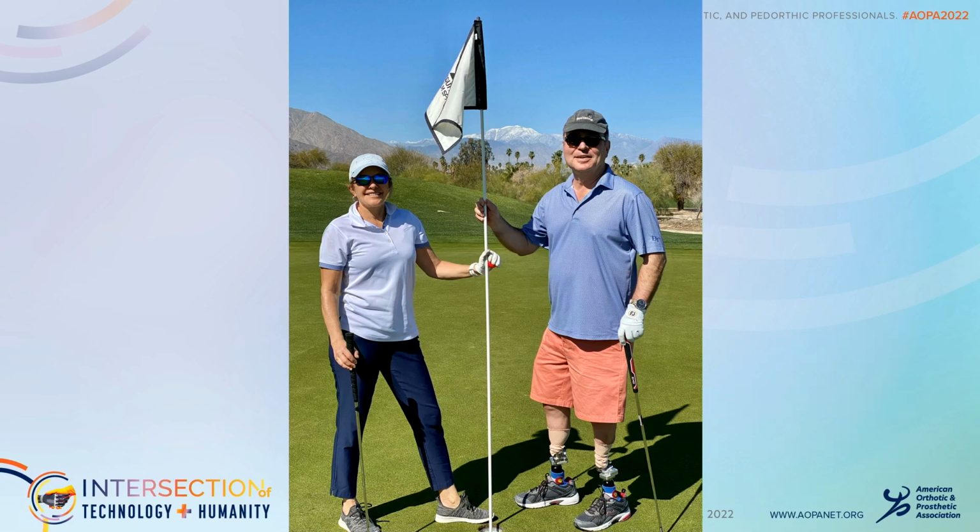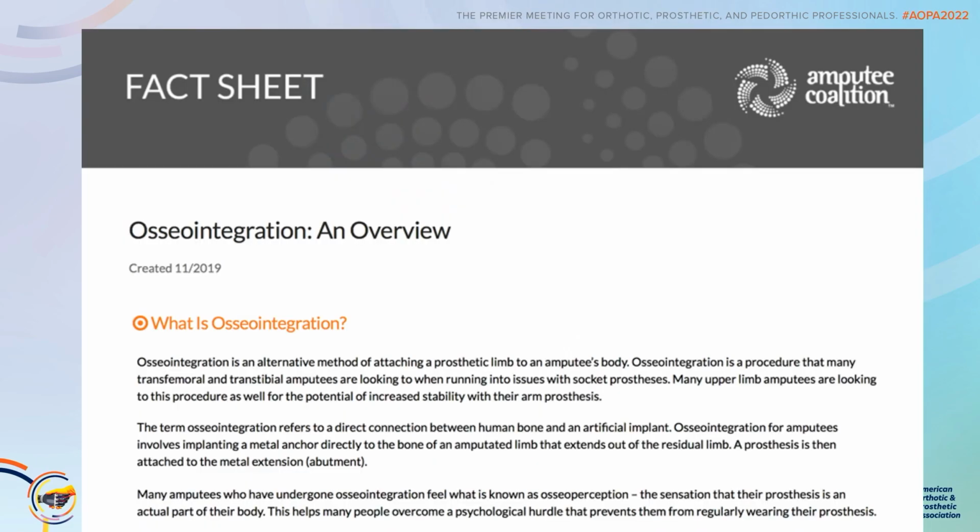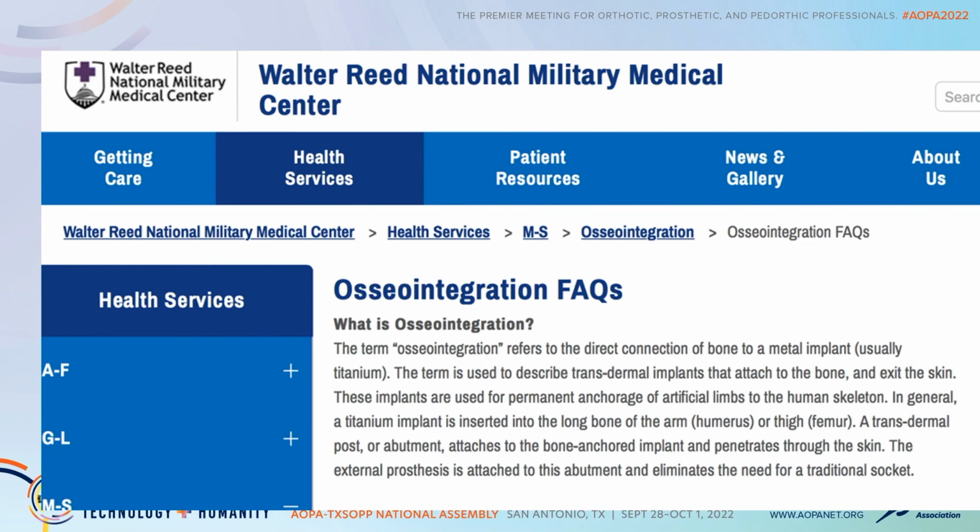So what I'm hoping that you guys will understand is that this is actually a procedure that has a track record, it has research behind it. If you'd like to learn more about it, open up the issue of your O&P Almanac that's in your handout right now. If your patients want to know more about it, the Amputee Coalition has an online fact sheet. I think the independent resources like the Amputee Coalition and the Walter Reed's website are perfect.